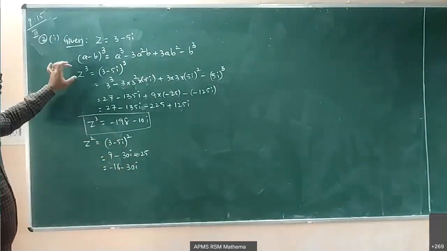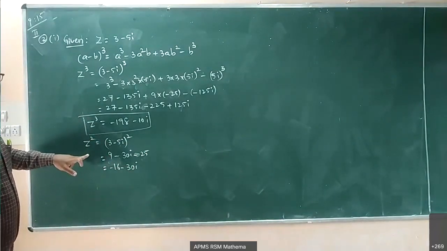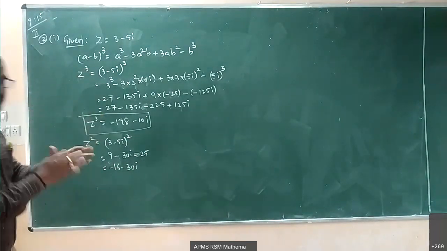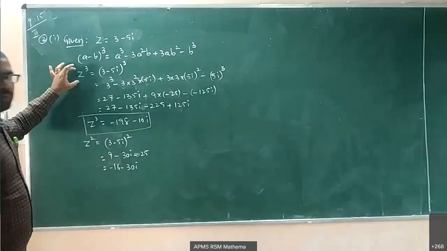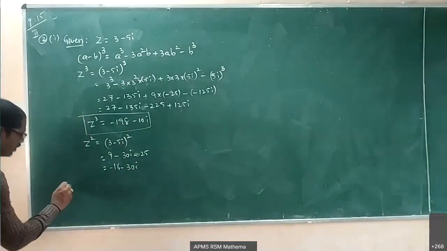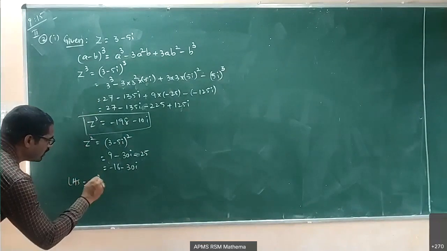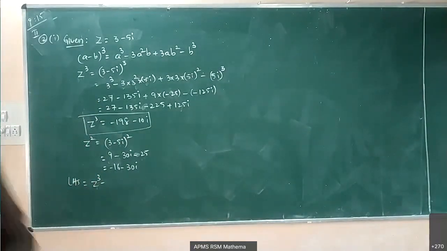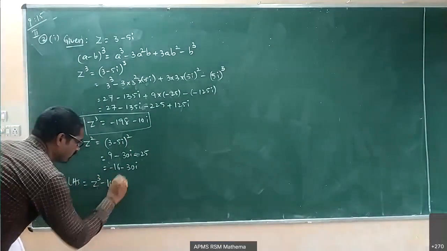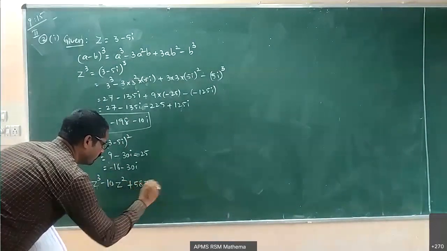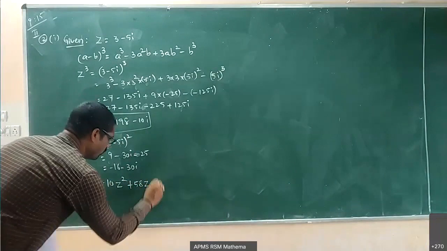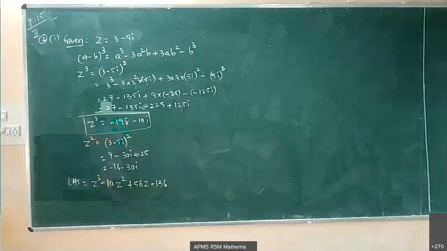So we complete because Z cube and Z square we need to substitute. If you substitute directly also you can find, but it will be a bit lengthy. So we computed Z cube and Z square. Now we consider LHS, which is Z cube minus 10Z square plus 58Z minus 136. This is the LHS given. We need to prove that this LHS is equal to 0.